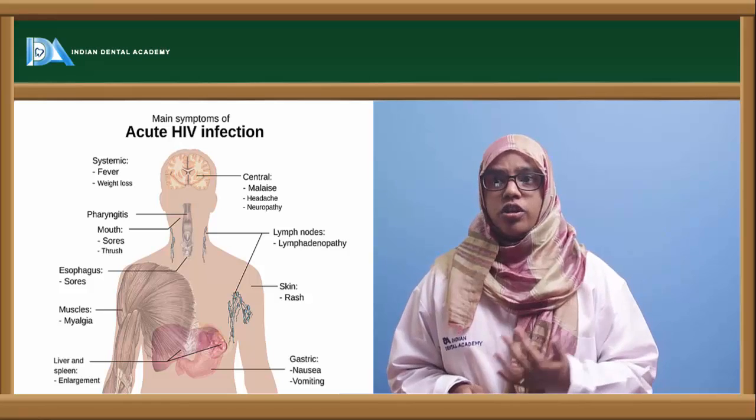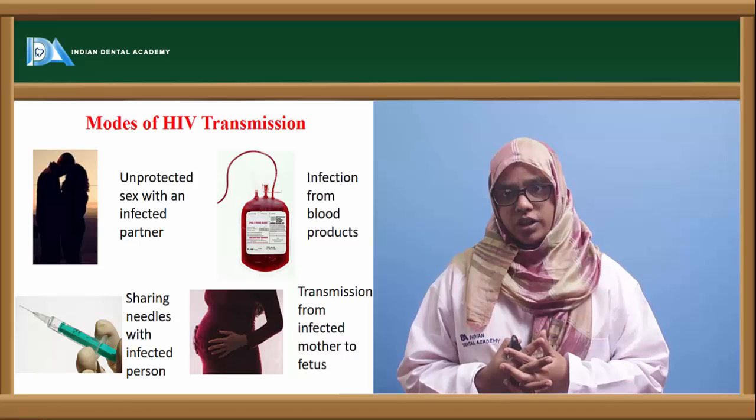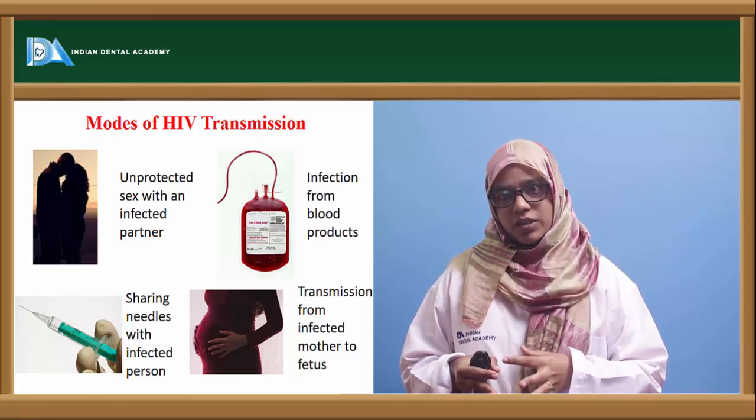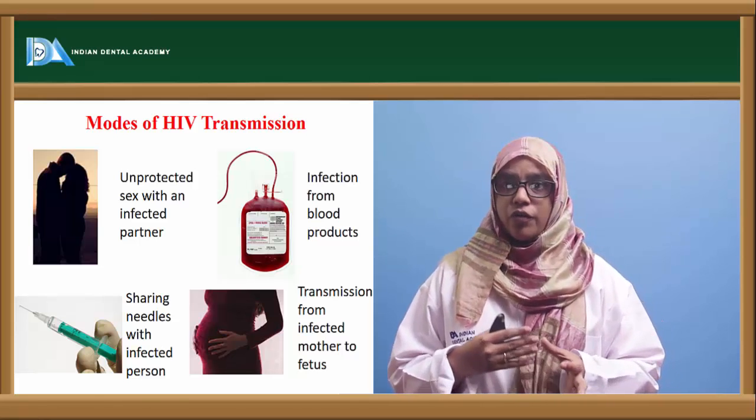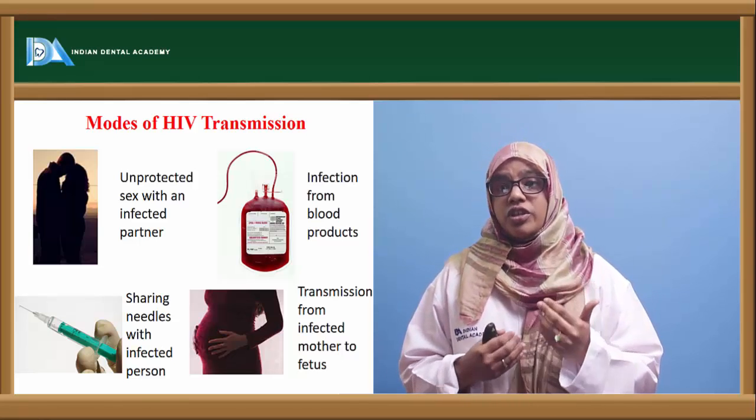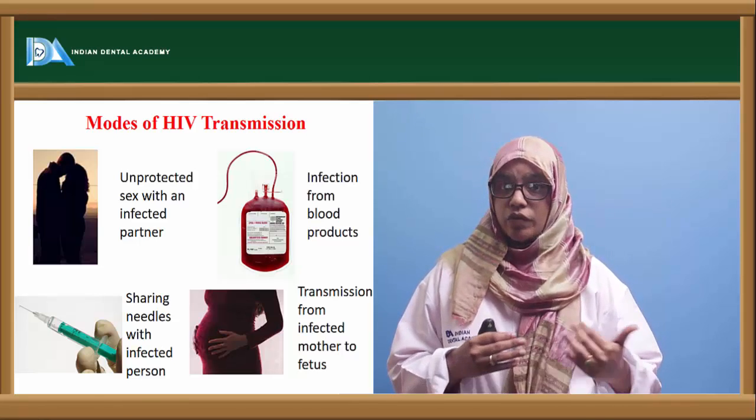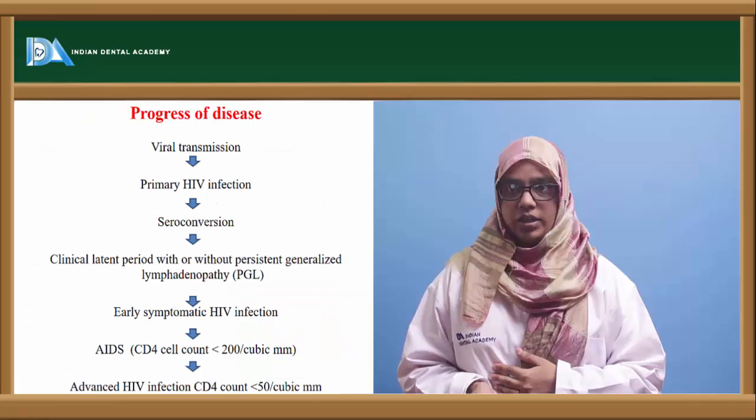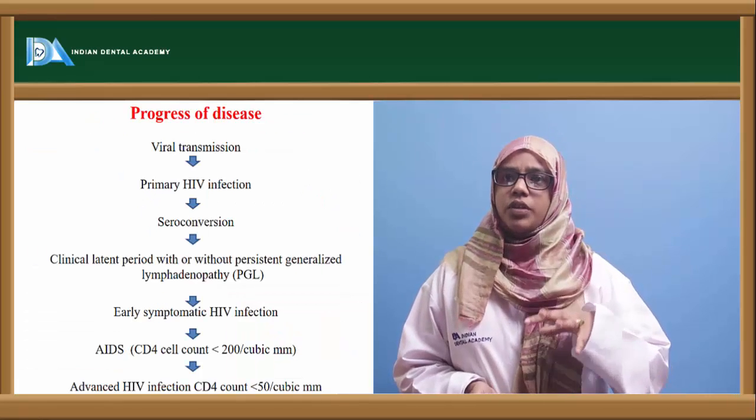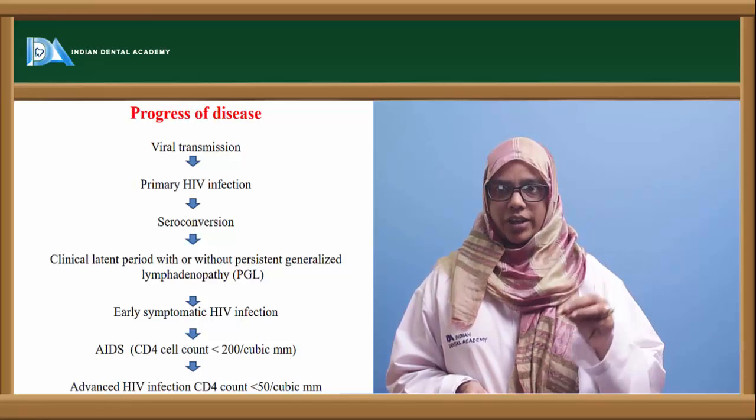Okay, there is nausea, vomiting associated with it. Now, the modes of transmission of HIV are unprotected sex with an infected person, an infected blood transfusion, sharing infected needles, or vertical transmission from a mother to the fetus.